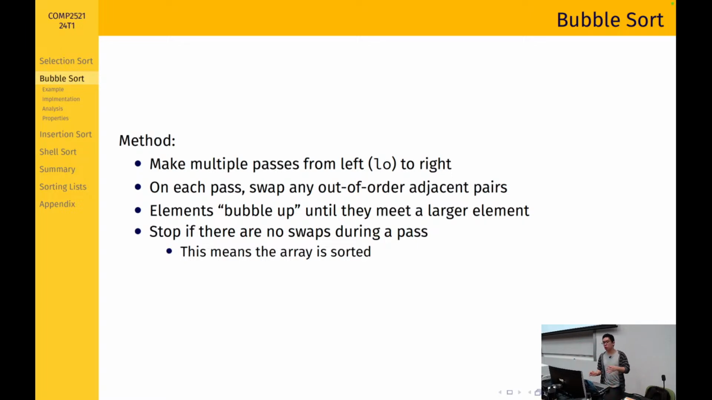And the reason this is called bubble sort is that the larger elements will end up bubbling up to the top, right, or to the right side of the array. Okay. And also during a particular pass, if there are no swaps made, then that means the array must be sorted, right? Because if there are no swaps, then that means there aren't any pairs which are out of order.